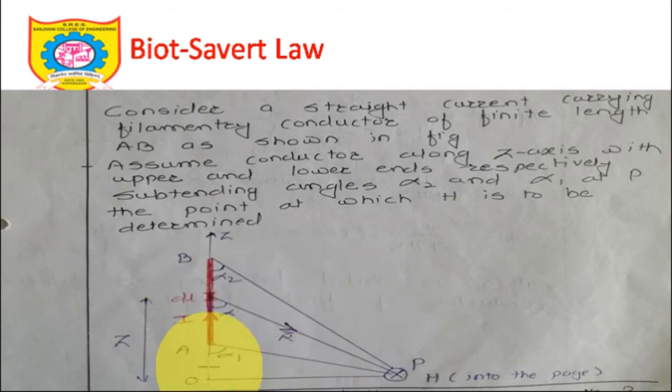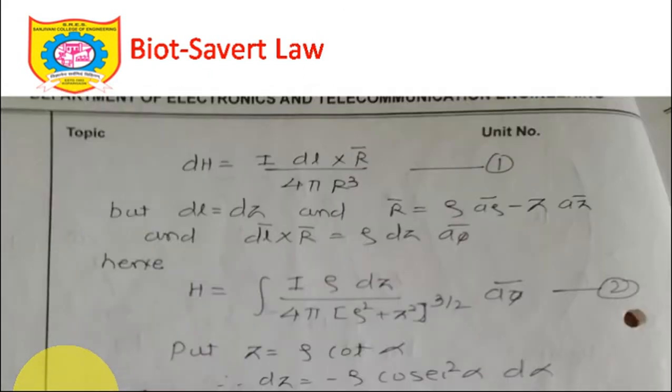I hope you understood this. See, this is a length Z from the point dl, which is the differential length we need to calculate. So Z is the distance of that particular point from the origin. Let's go to the next thing. What is dH bar? We already know.